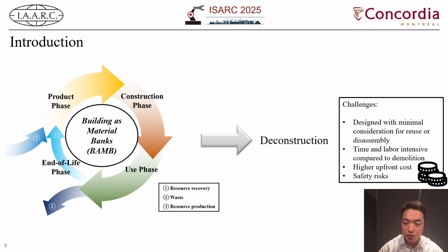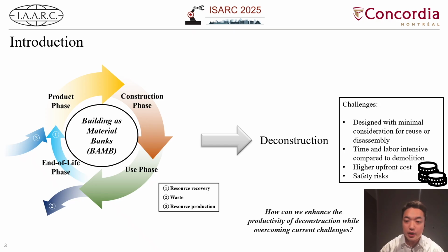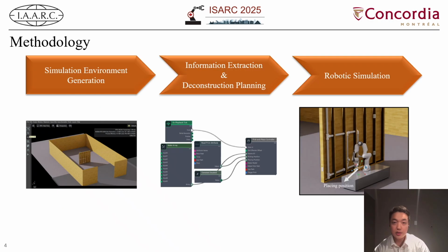So that brings us to the core question of this research. How can we enhance the productivity of deconstruction while overcoming these existing challenges? To answer that, our paper proposes a new approach: planning and executing robotic disassembly of construction entities using BIM. We first generate simulation environments from BIM files that represent the construction entity targeted for disassembly, automatically extract information on the materials that we want to salvage, and then plan a deconstruction sequence and the robot path of a manipulator.